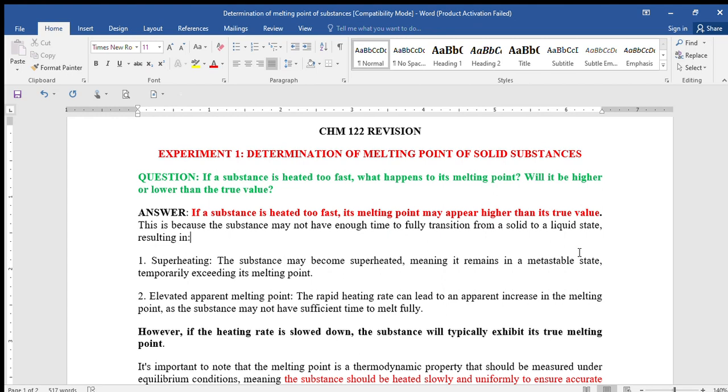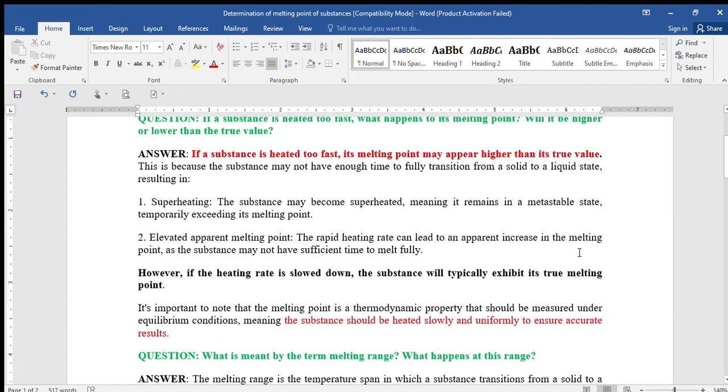Why? This is because the substance will not have enough time to fully transition from a solid to a liquid state. And this will result in 2 major problems: superheating. By superheating, we mean you are creating a metastable state for your substance, which will make it temporarily exceed its melting point. Number 2, you are going to elevate the melting point of your substance apparently. And this will lead to an increase in the melting point because you did not allow your substance sufficient time to melt fully. However, if the heating rate is slowed down, your substance will definitely exhibit its true melting point. Therefore, solid substances should be heated slowly and uniformly to ensure accurate results.